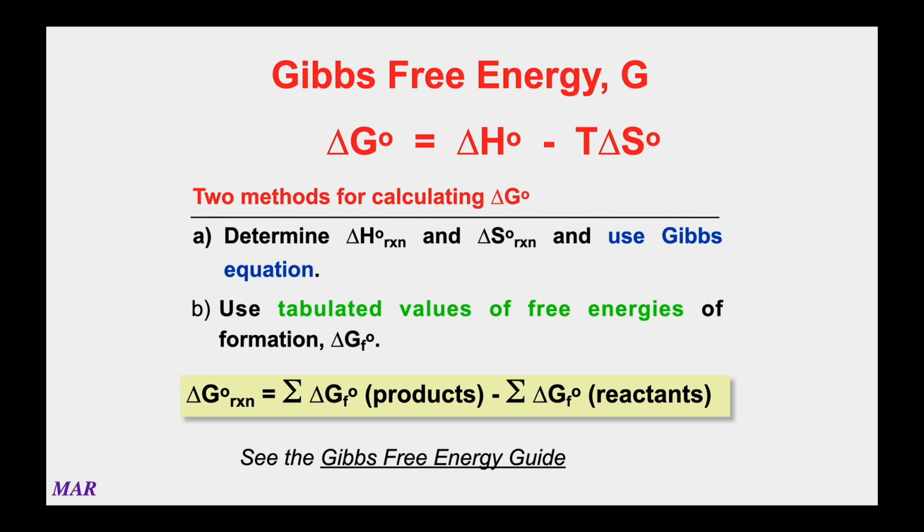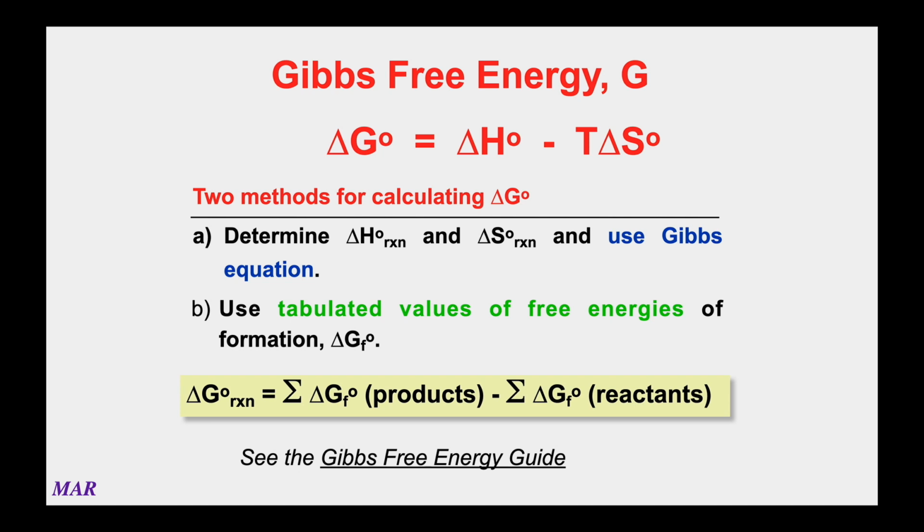And Gibbs free energy, if you have all of them, will equal Gibbs free energy of the products minus Gibbs free energy of the reactants. And probably if you have the values, this is the easier way to go. You can always do delta H minus T delta S, but you'd have to do delta H separately, delta S separately, and then in the third step, combine them.